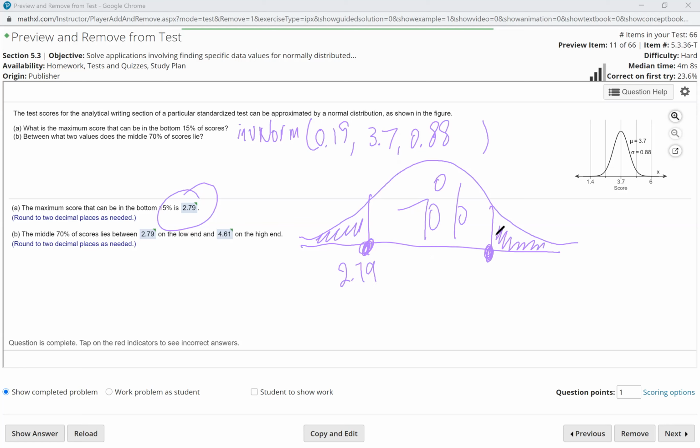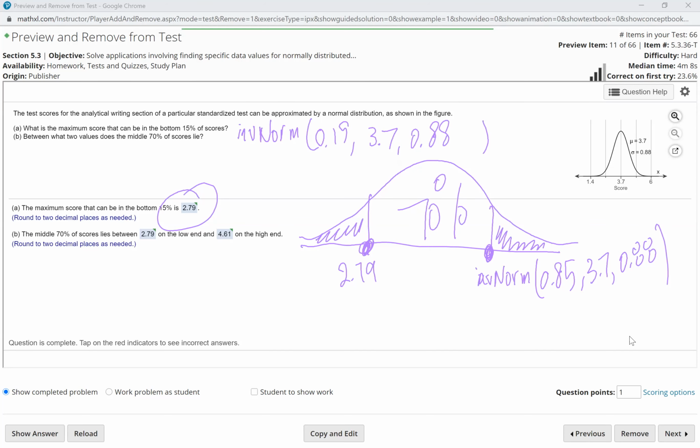Now to find this one, what is the area to the left? I have a 70% and I have a 15%, so it will be 85%. So this one, guys, you do inverse norm, 0.85, and then you put the mean, and then you put the standard deviation. And that should give you the other answer, which is 4.61.